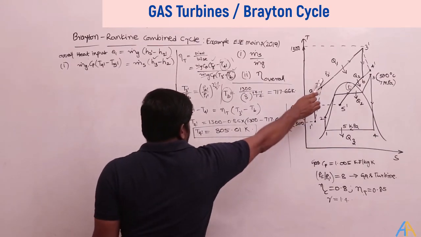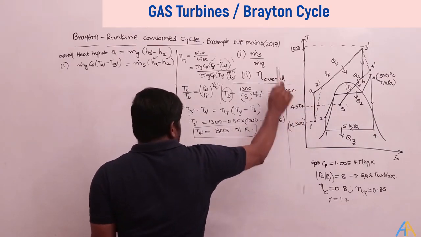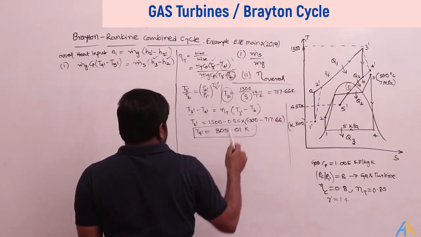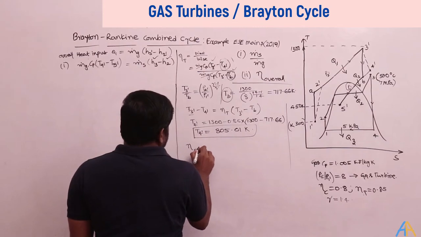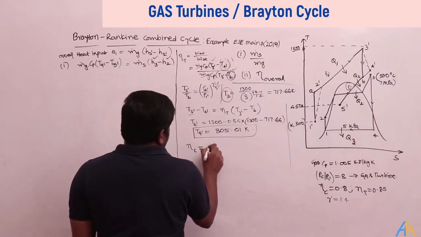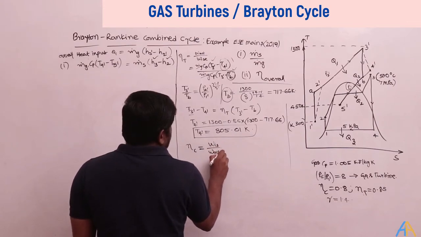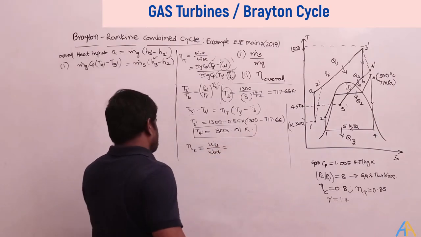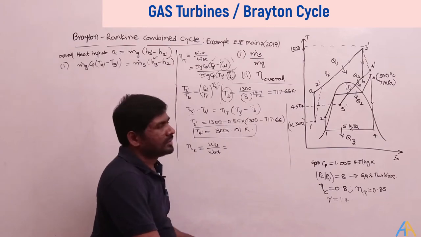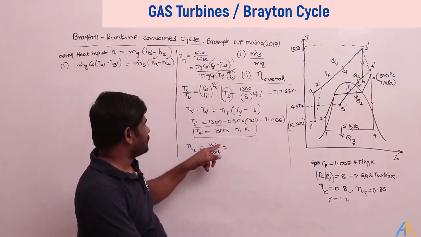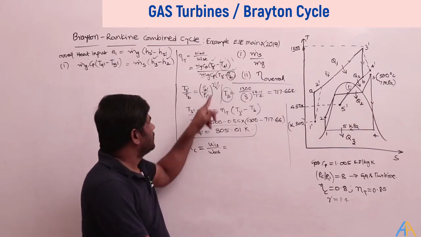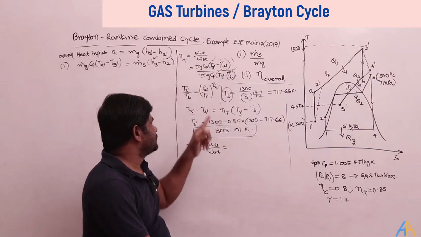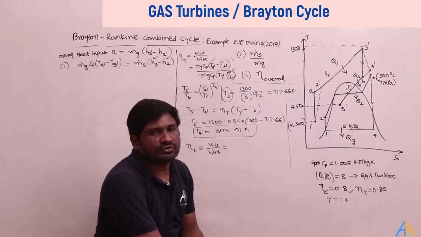I try to find out the T2 dash also. Why? Because it will be usable in the second bit. So how will you find out that? Eta compressor equals W isentropic divided by W actual. We already discussed this many times. How will you remember this? Always the isentropic is less than the actual here, so the efficiency should be less than one. Whichever is less goes to the numerator.